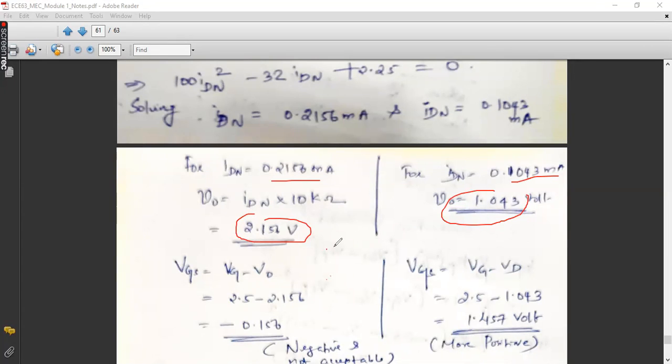Now, can anyone explain to me how we will fix the suitable current after finding V0? Can anyone unmute and explain how we will finalize the actual current from the two options that we got?